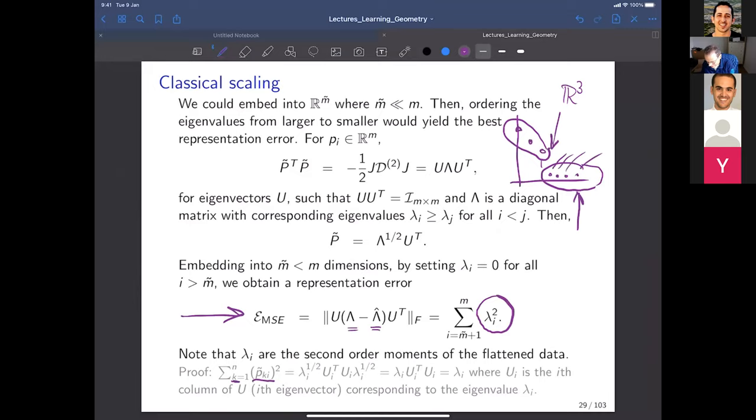You can show that this would be nothing but the inner product between all the ith coordinates dot producted with itself. And at the end of the day, what I would get is that the two eigenvectors are orthonormal, so I would get one here. And what I would get is nothing but the definition of the second order moment. Okay, so this is called the second order moment.